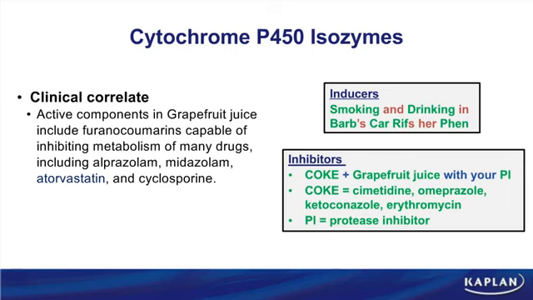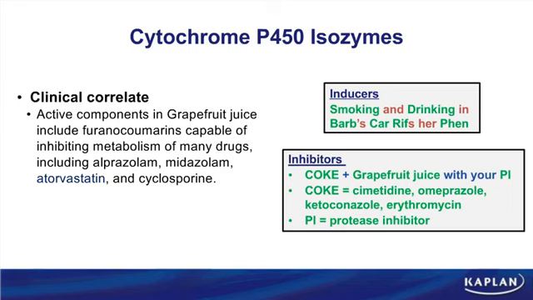So I've got Coke and grapefruit juice. So I've got my drink. I need something to eat. So Coke and grapefruit juice with your pie. Now, PI, what does that stand for? Protease inhibitor. Protease inhibitors are used for HIV, and all protease inhibitors are P450 inhibitors. Examples of the protease inhibitors are drugs like ritonavir or indinavir. Those drugs that end in AVIR are protease inhibitors used for HIV, and they're all P450 inhibitors.